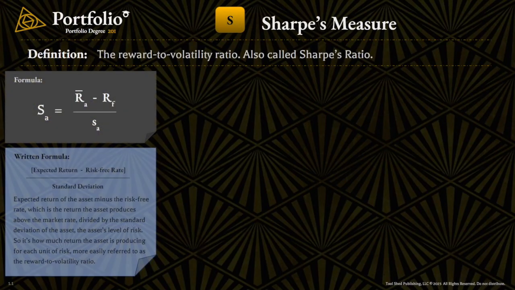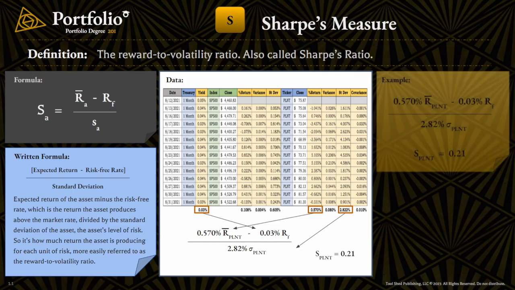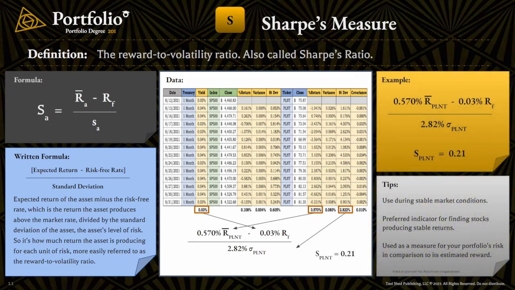Sharpe's measure is one of the metrics that leverages the risk-free rate. Essentially how it works is you take your expected return for the asset, you subtract your risk-free rate, and then you divide by the asset's standard deviation. So what does that mean? Well, the numerator in the formula is referred to as the risk premium, and that's the premium that the asset is paying you to hold on to it.